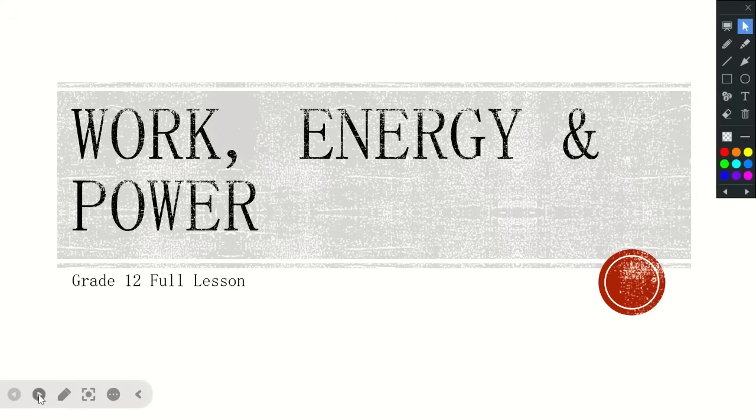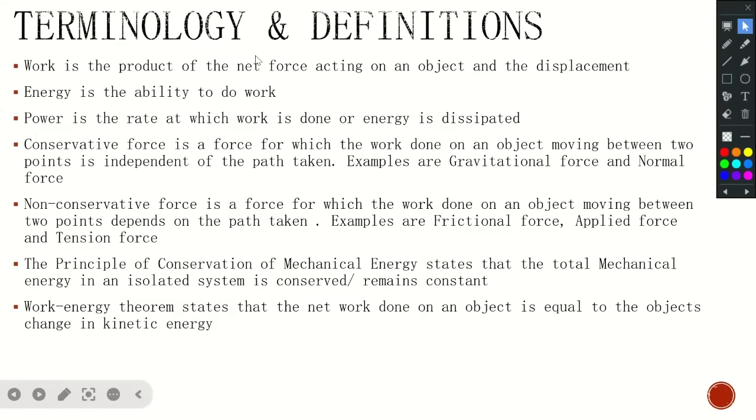All right. Okay, so we have the terminology that you should know. Work is the product of the net force acting on an object and the displacement, right? And then number two, energy is the ability to do work. So that's your definition all the way from primary school. Then power is the rate at which work is done or energy is dissipated.